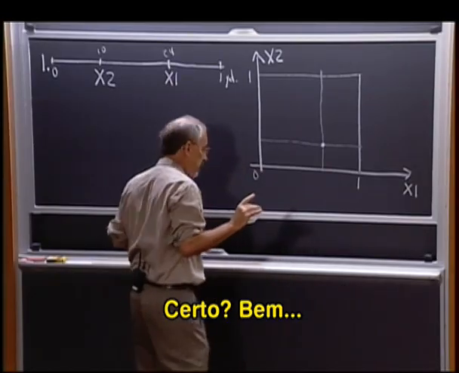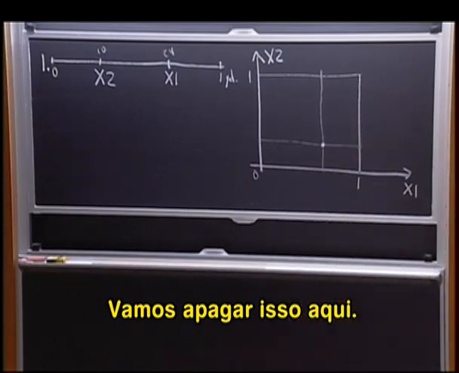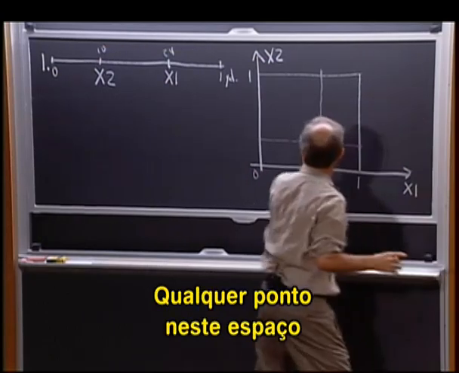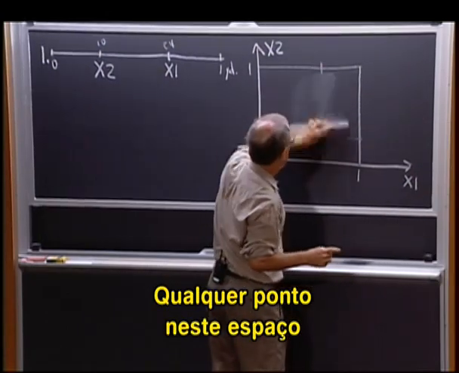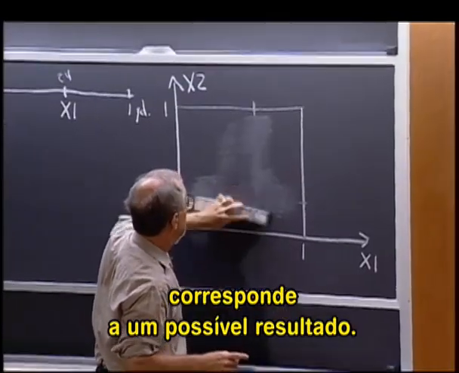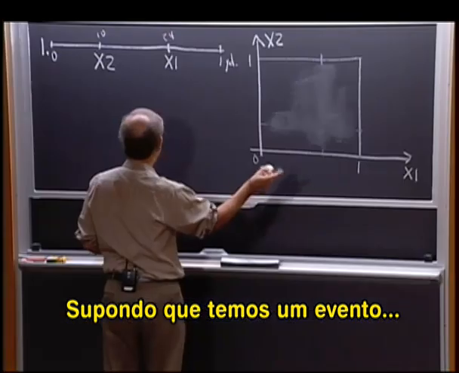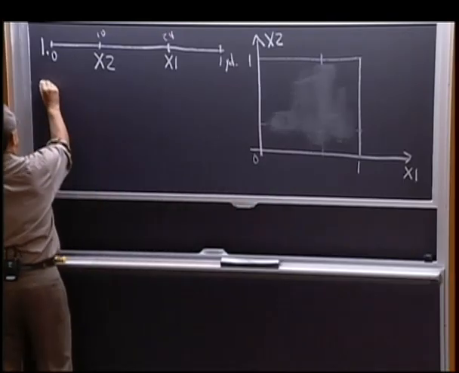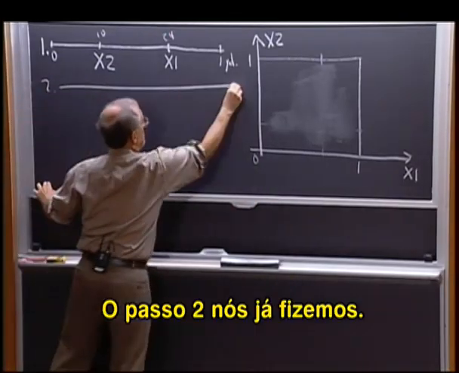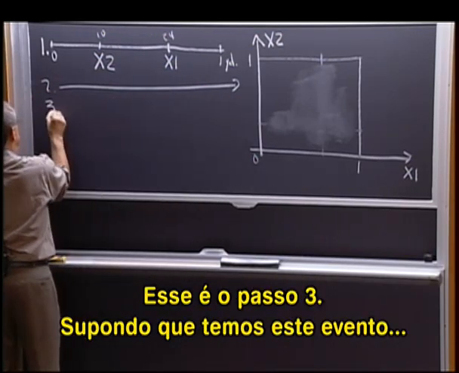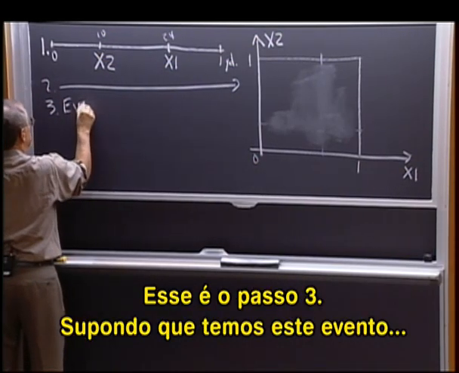Let's erase what we've drawn up here. We know that any point in this space corresponds to a possible outcome. Suppose we have an event. So step 3. Step 2, we've done that. Step 3, suppose we have an event like this.